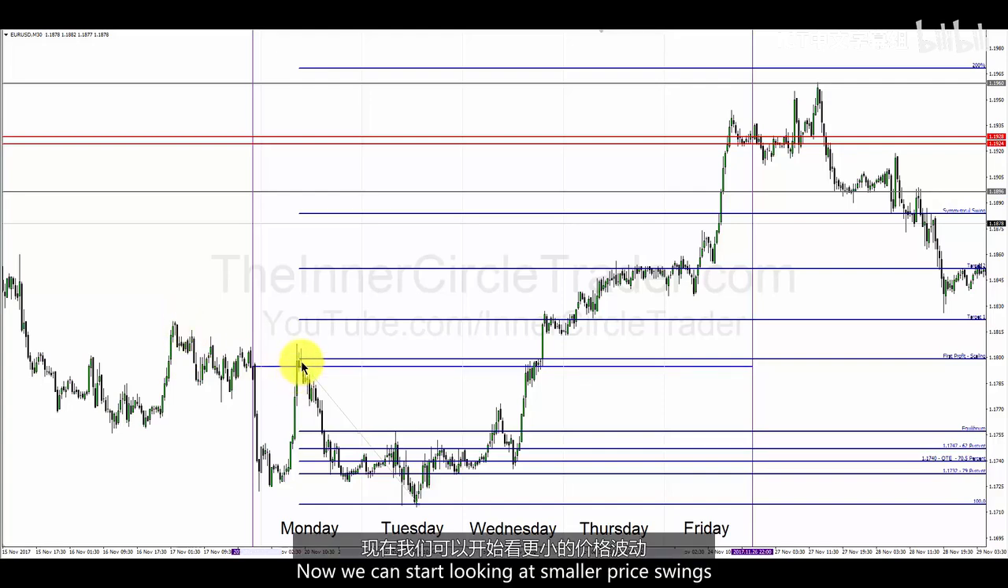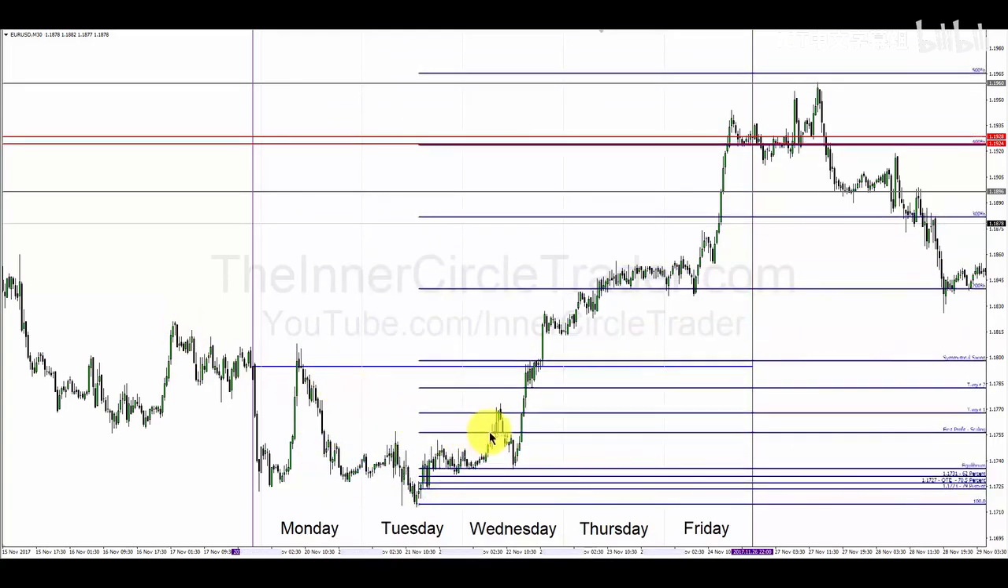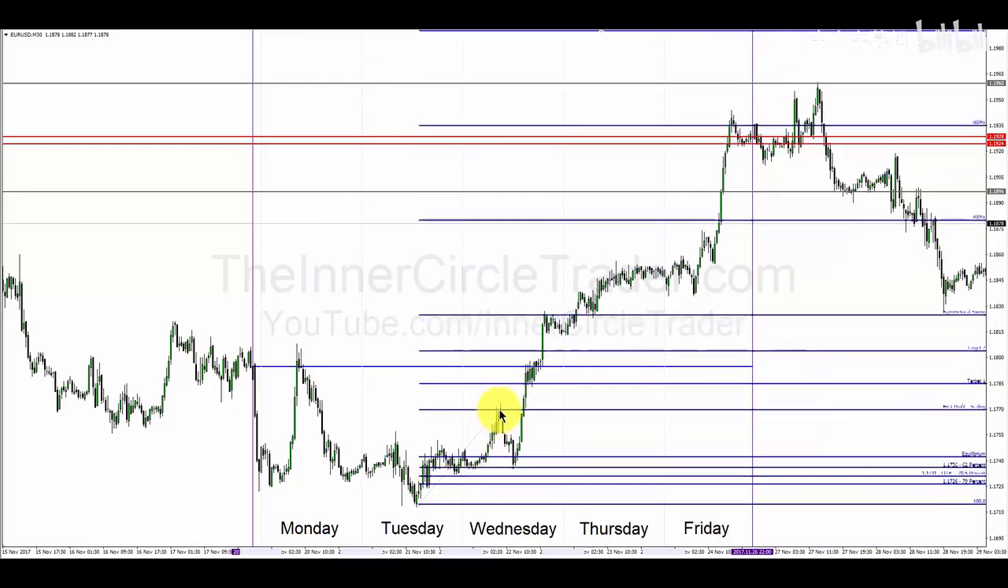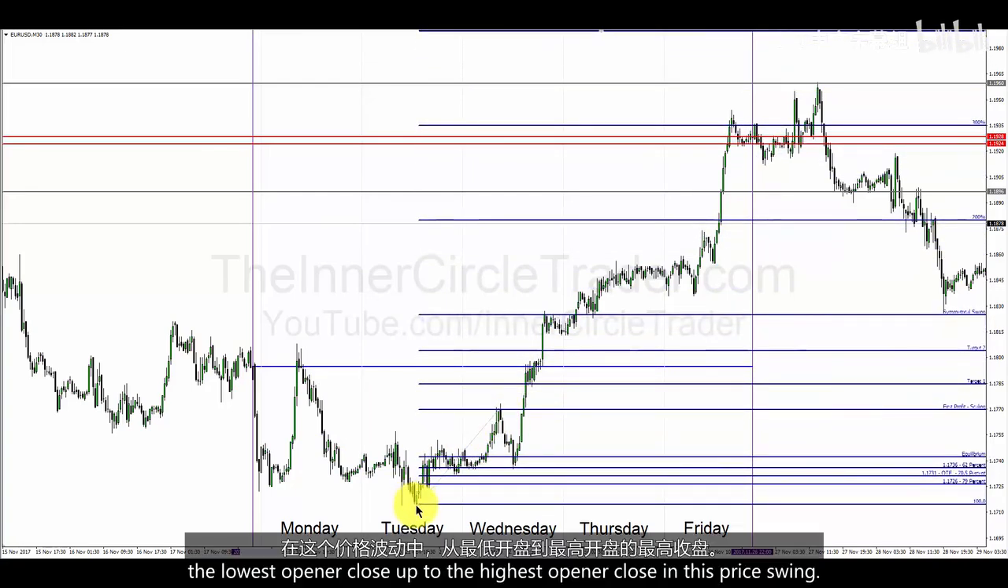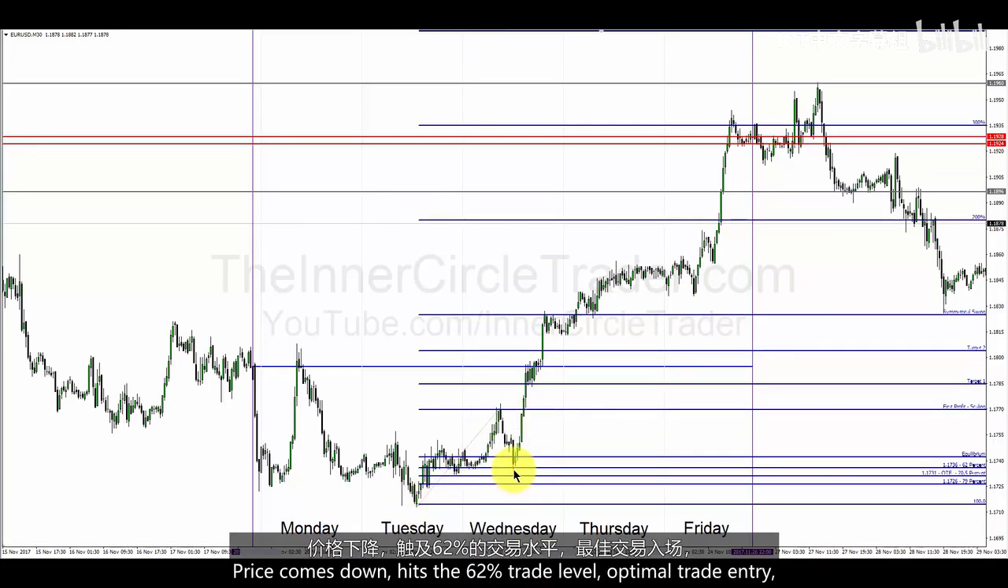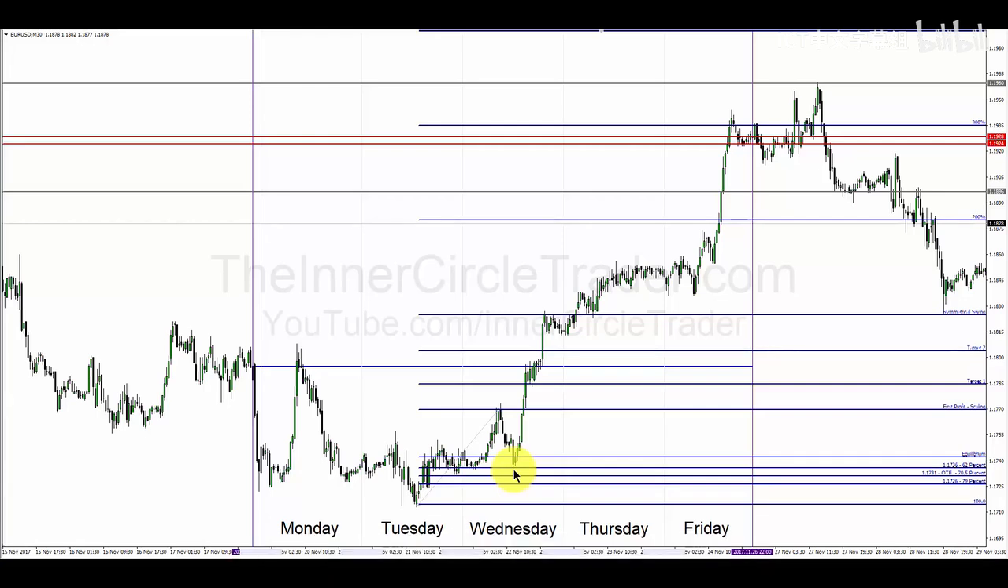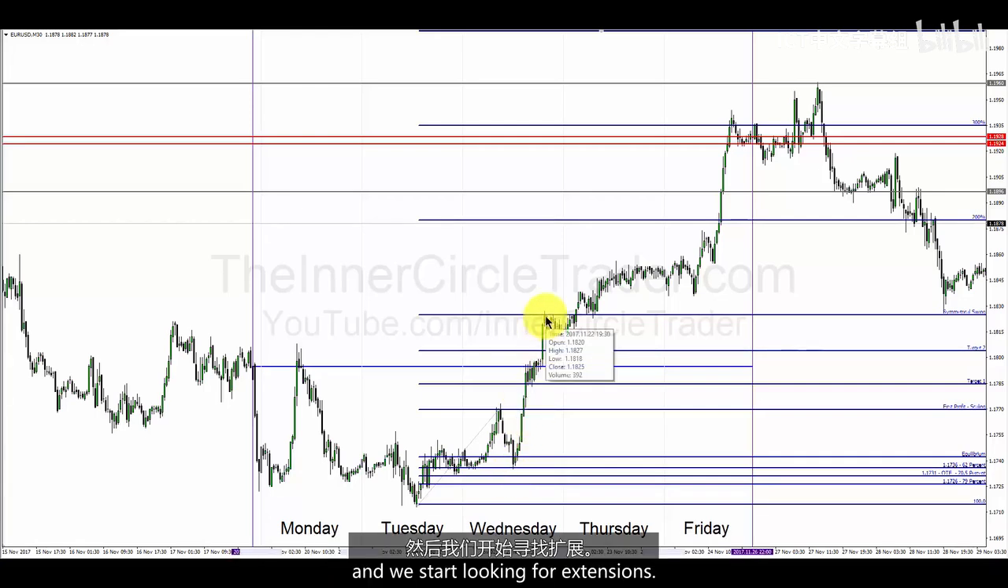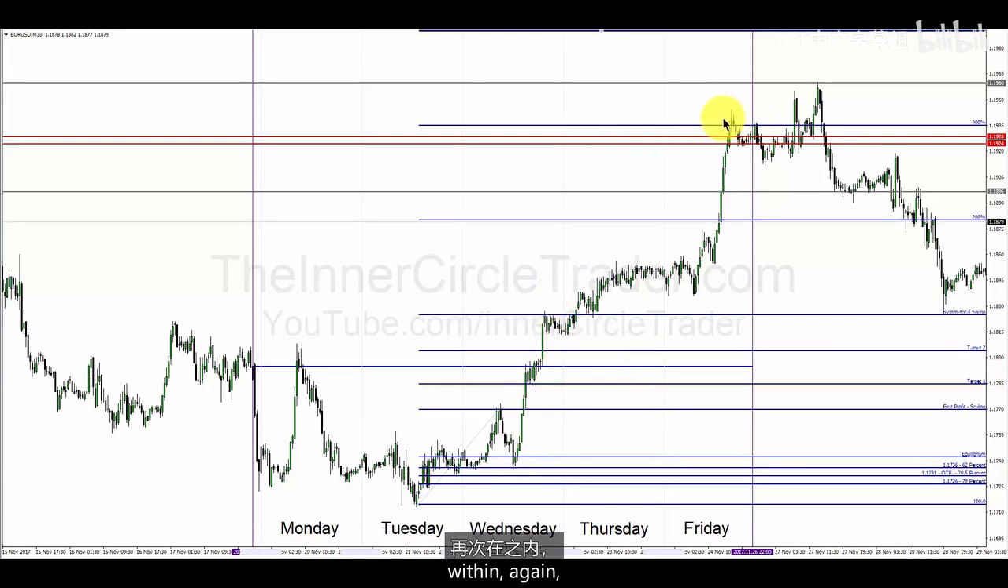Now we can start looking at smaller price swings and the optimal trade entry here. Okay, so we have the lowest open or close up to the highest open or close in this price swing. Price comes down, hits the 62% retracement level, optimal trade entry, and we start looking for extensions. Okay, we have the 300 extension within, again, less than 15 pips. So now we have another confluence right there.